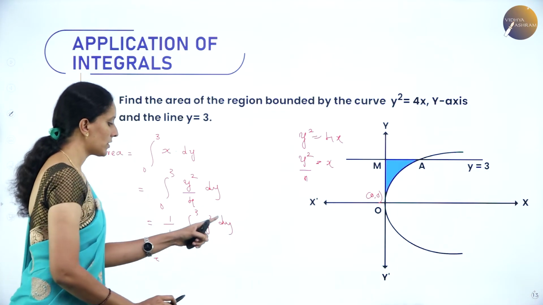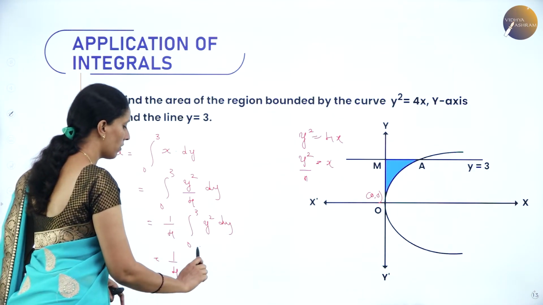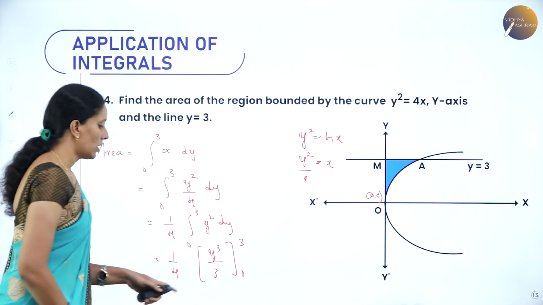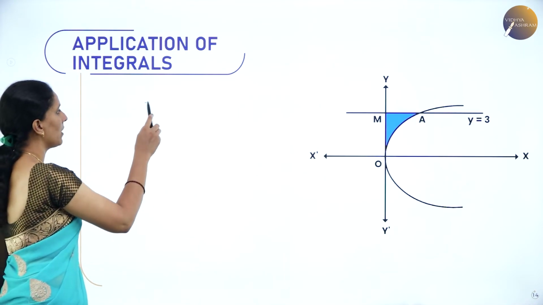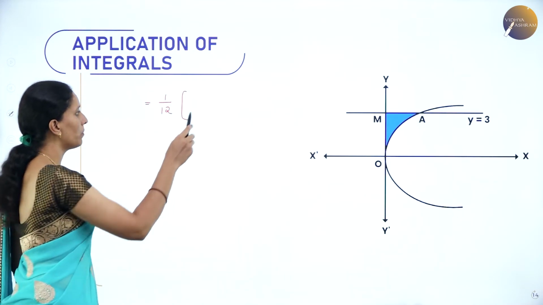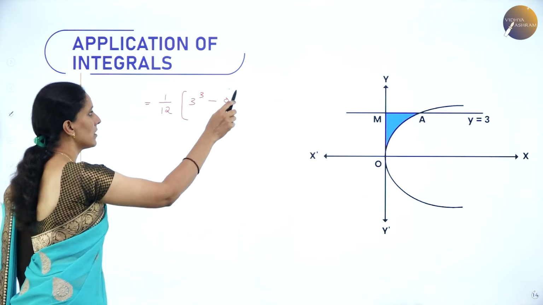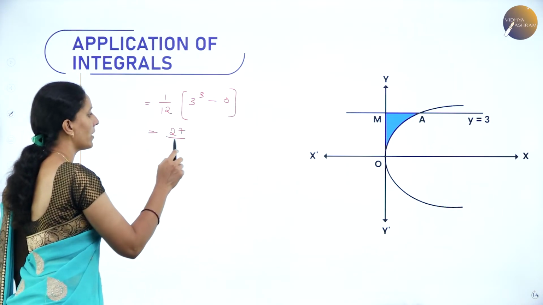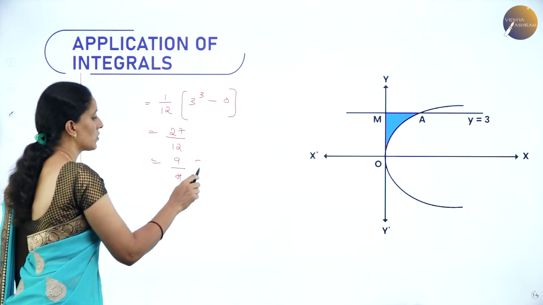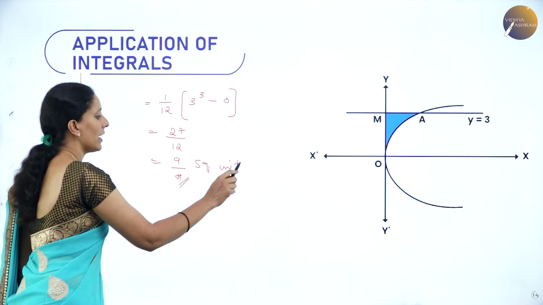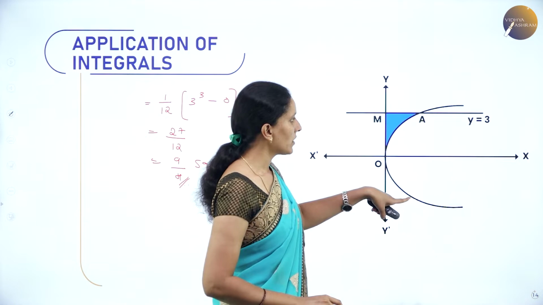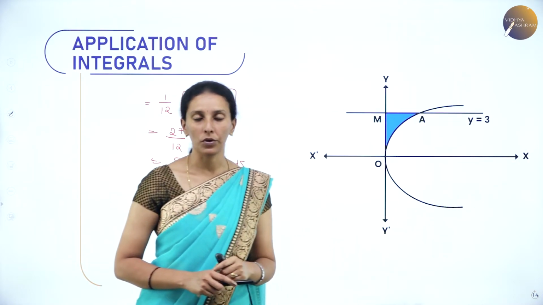So if you apply y square into dy, it is 1 by 4 y cube divided by 3 from 0 to 3. So take 3 outside, then it becomes 1 by 12. Apply the integral for y cube. It is 3 cube minus 0, which is 27 by 12. Again dividing, 9 divided by 4 square units. So this is the area bounded by the region, y square is equal to 4x and the line y is equal to 3.